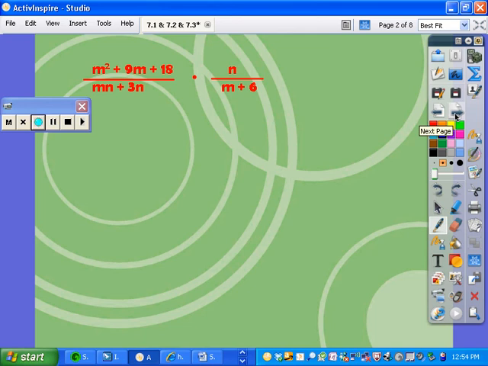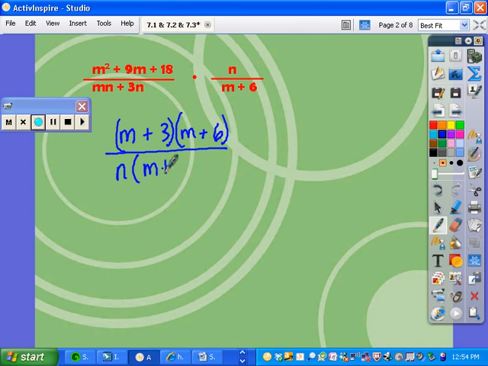When you start having trinomials or binomials, you end up having to do some factoring. So that's how we begin this. Starting with this top one, I'm going to factor it. Factors of 18 that add up to 9. I'm going to want a 6 and a 3, both pluses. In the denominator, I can pull out a GCF. I'm going to pull out an n, and then I have an m plus 3 left, times, and then over here I have an n, and on the bottom I have an m plus 6.